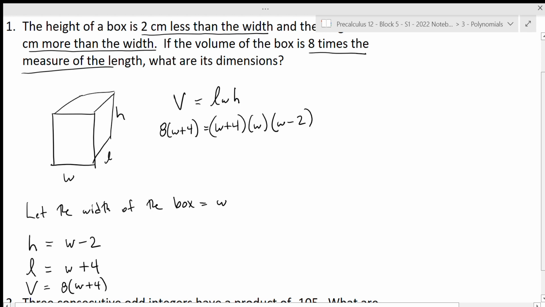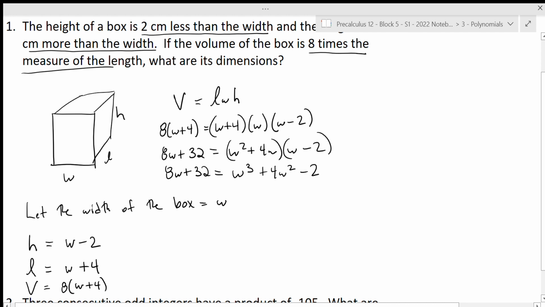Okay, so now I'm just going to expand everything out. I get 8W plus 32 equals, well, I get W squared plus 4W times W minus 2. You can show as much or as little work as you like here. 8W plus 32 equals W cubed plus 4W squared minus 2W squared minus 8.